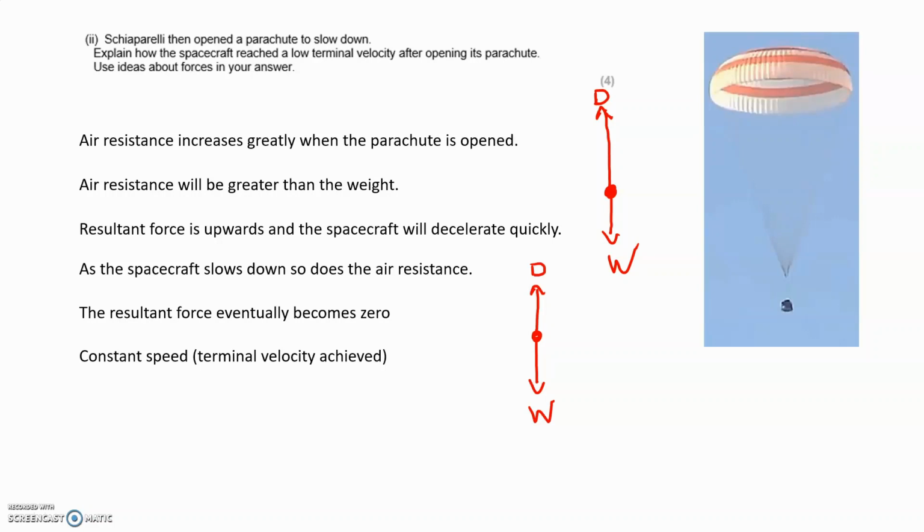terminal velocity. So quite a lot involved there to explain that properly, and it's always best answering these type of terminal velocity questions by adding diagrams in as well, just as I have done, just so that the examiner can see exactly what your thinking is.